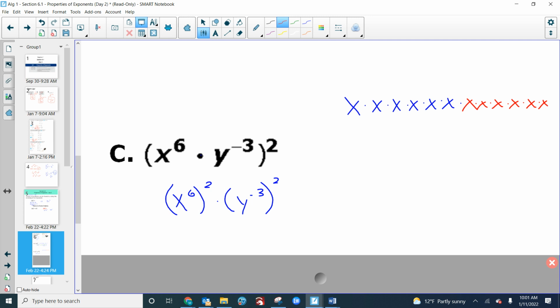That's x to the 12th. This one is saying take y to the negative third and square it. So y to the negative third times y to the negative third. That's y to the negative 6.